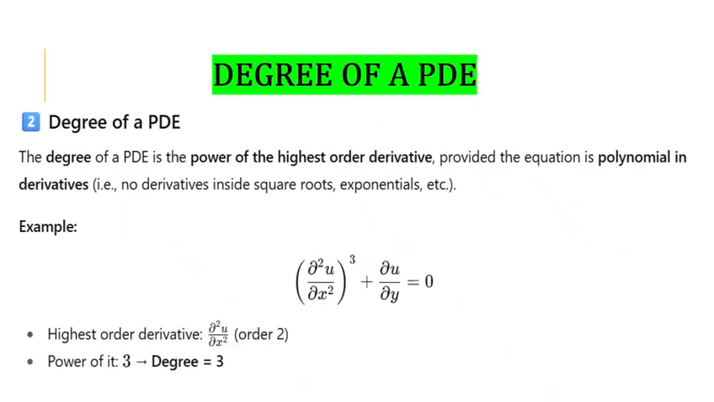Here we see what is the degree of a PDE. So the degree of a PDE is nothing but the power of the highest derivative occurring in that PDE. So this is an example to that. Here we have one PDE: dou square u by dou x square, the whole power 3, plus dou u by dou y is equal to 0. The first one is the second order derivative, the second one is the first order derivative. So for degree, first you have to see the highest order derivative occurring in that equation, that is 2, and the power gives the degree of that equation. So here 2 is the order and 3 is the degree of the PDE.